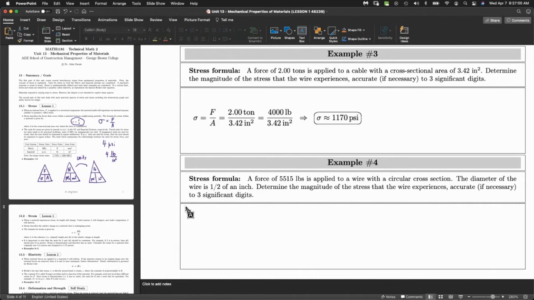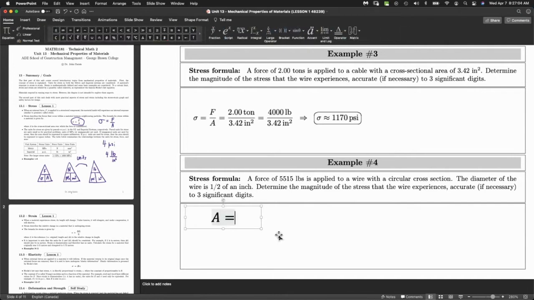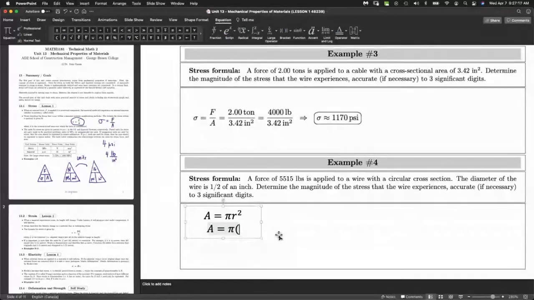So we need to find that area. The area requires a little bit of effort here. The area is pi r squared. So of course, my friends, you have to do a little bit of extra work. What's the radius of this wire? In the chat, let me know. What's the radius of the wire? Thank you, Jai. It's 0.25. Hey, don't fall into that trap. It's not. That's the diameter.